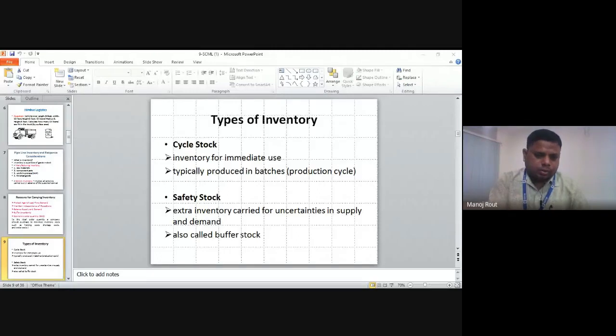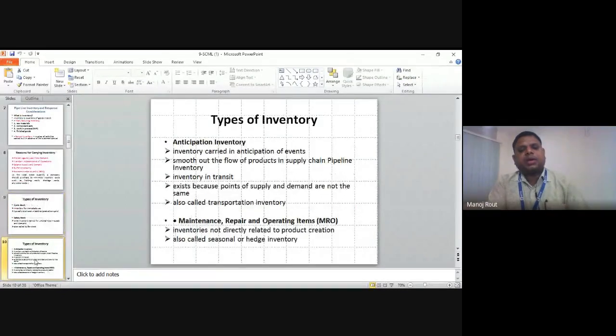Okay, fine. Moving to the next type of inventory, which is anticipation inventory. Point number one: inventory carried in anticipation of an event. Suppose there are two to three workstations working sequentially and some maintenance-related difficulty occurs. That particular machine needs some component in the form of inventory, and that is known as anticipation of event.